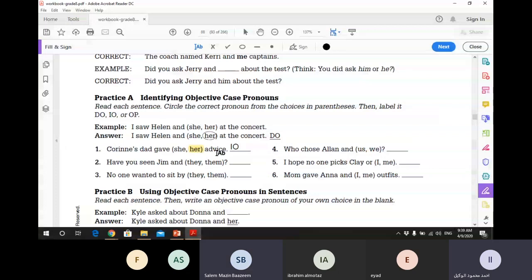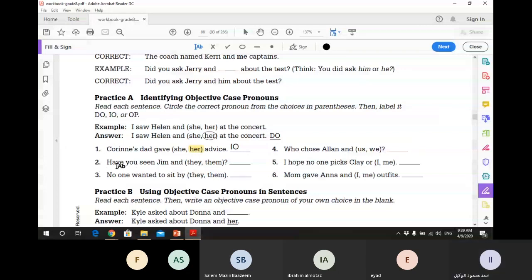Got it? So direct object can only be an adjective or something? No, not an adjective. Okay. I watched the movie. I is the subject, watched is the action verb, movie is the direct object, a noun.